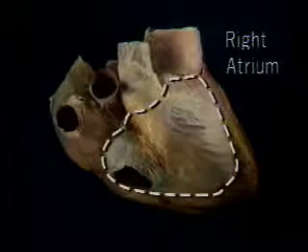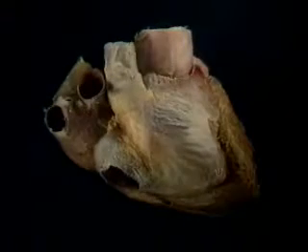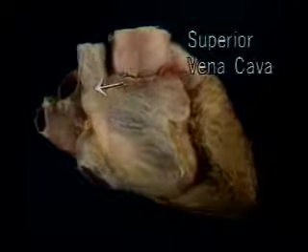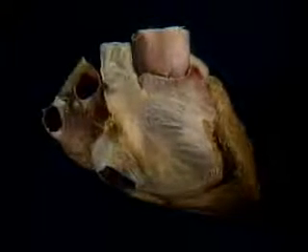This is the left atrium. This is the right atrium. Blood coming from the upper part of the body enters the right atrium by way of the superior vena cava. Blood coming from the lower part of the body enters it by way of the much larger inferior vena cava.